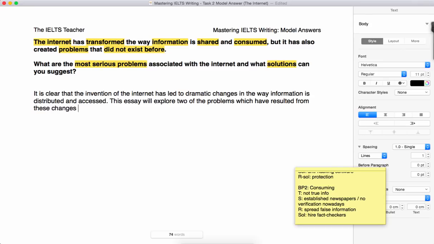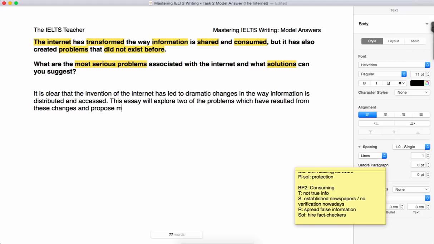Okay, now this language here allows us to be slightly different with how we've written the sentence. We haven't just memorized an expression, but instead we are using referencing, and this is part of the reason why I paraphrased in this way up here. We're referencing these dramatic changes. So two of the problems which have resulted from these changes. And what else are we going to do? This time, for this part, I'm just going to use a memorized phrase.